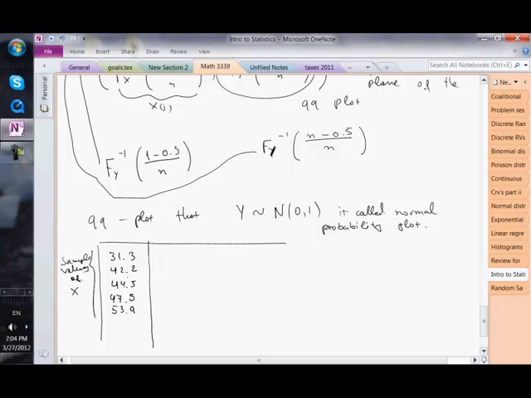So, as you see, the data, first of all, are in ascending order. If I would like to write X sub 1, for example, I would say this is my 31.3, where the highest one among the 5, the maximum value of all of those data points, is 53.9.